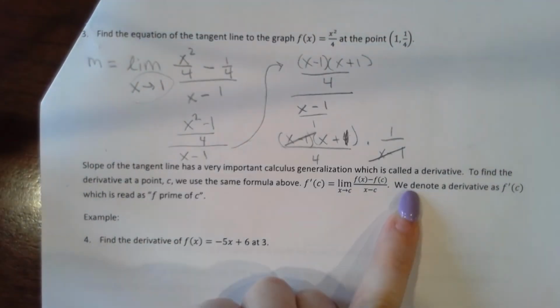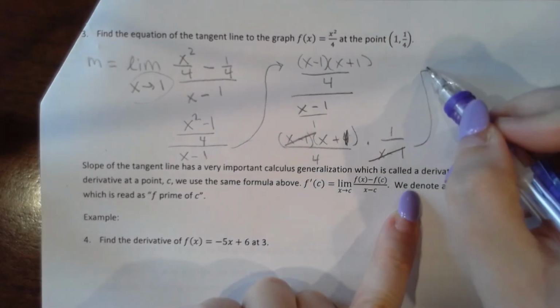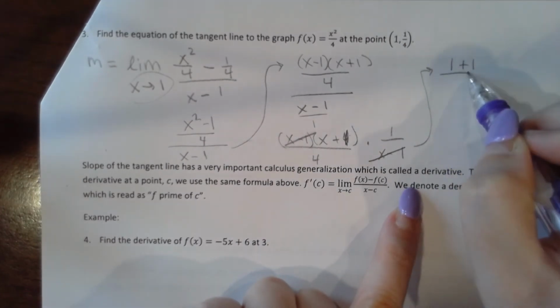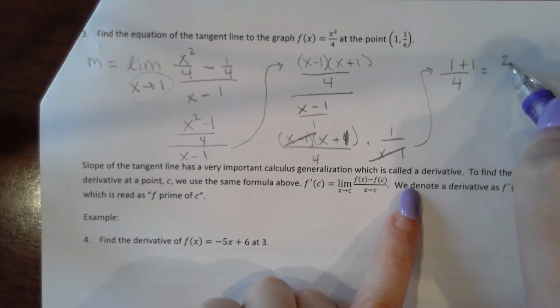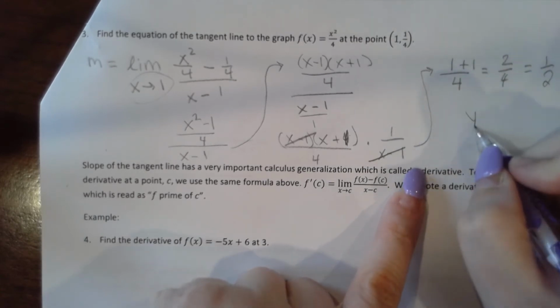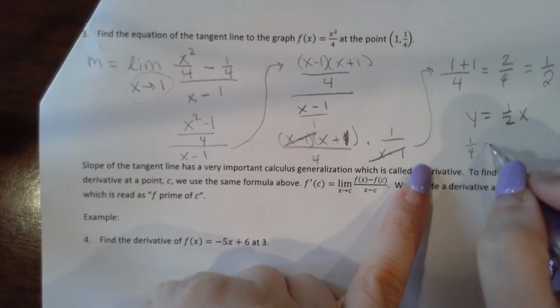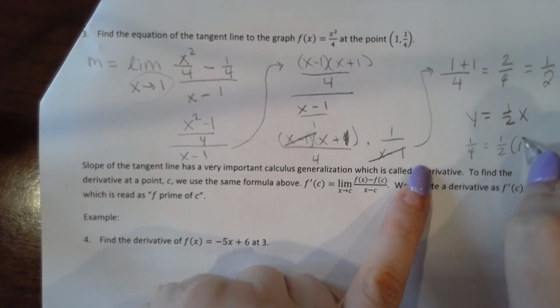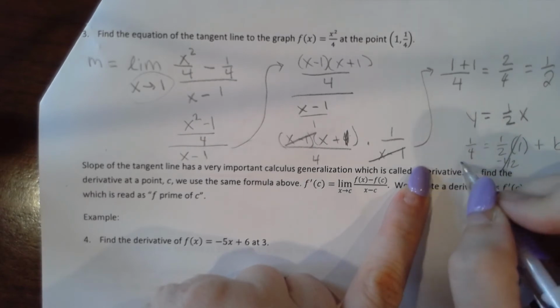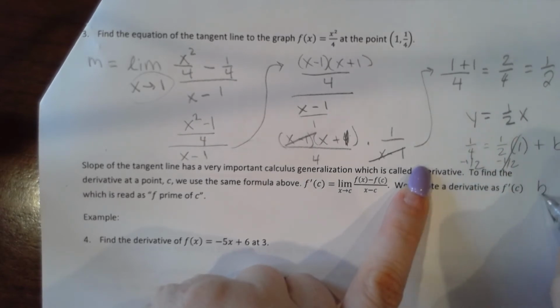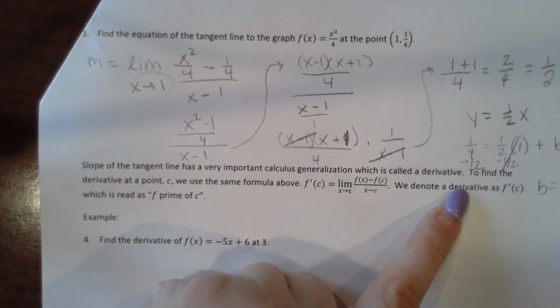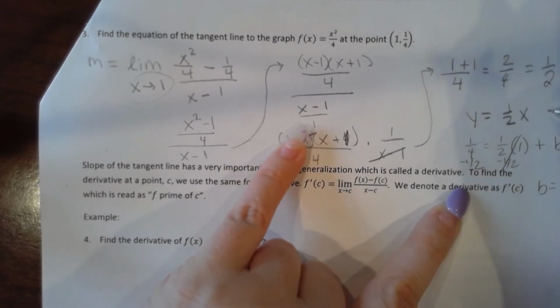So now let's plug in our x of 1. So 1 plus 1 over 4 gives us 2/4, which is 1/2. So the slope of our equation is 1/2. Now let's find the b value. So 1/4 equals 1/2 times 1 plus b. Move the 1/2 to the other side. Gives us negative 1/4. 1/4 minus 1/2 is negative 1/4.